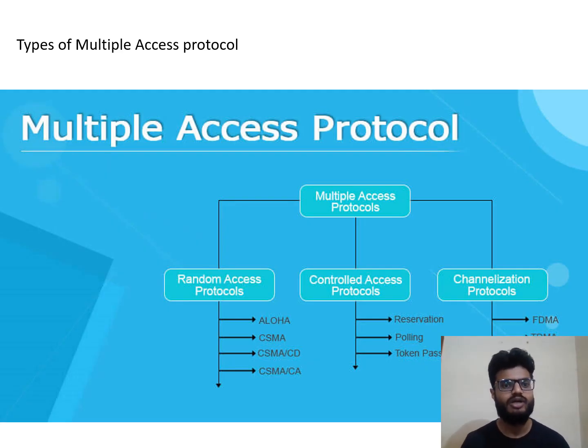So here are the types of multiple access protocols. There are basically three main categories with the help of which we can solve this problem. First is random access protocols, which we are going to discuss in detail in this session. The second is controlled access protocols, where we use methods like reservation, polling, and token passing. And the third is channelized protocols, where we use FDMA, CDMA, and TDMA. FDMA is frequency division multiple access, and TDMA refers to time division multiple access.